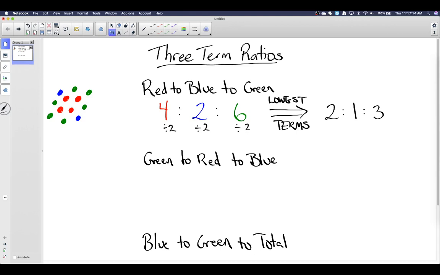Now, if I was to change that ratio around and write green to red to blue, so I'm still going to have the same numbers. There were 6 greens, there were 4 reds, and there were 2 blues. And as we put that ratio into lowest terms, I'll just write LT. Again, that would be 3 to 2 to 1. If I have a ratio, unless I'm specifically told not to, we always want to put that ratio into lowest terms at the end.